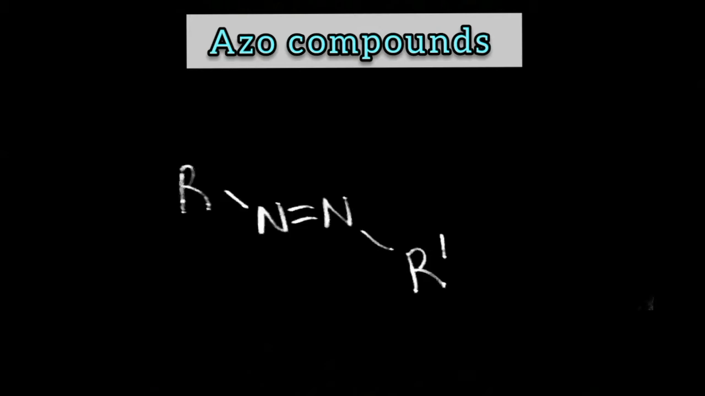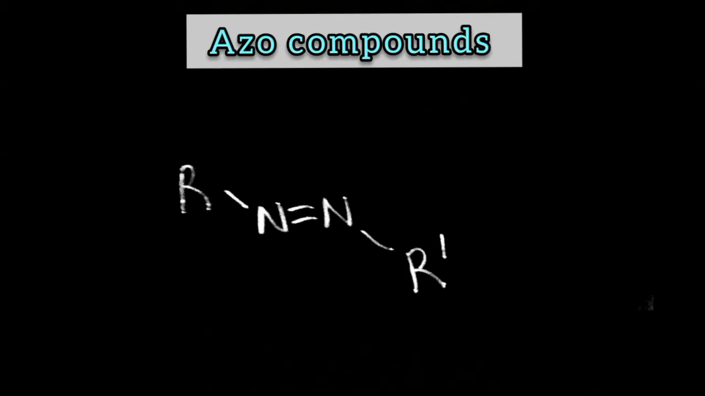Azo compounds have a general formula of two nitrogens that are double bonded to each other, and each of those nitrogens is bonded to an R group. The R group can either be aryl or alkyl. Aryl meaning aromatic and alkyl meaning it's not aromatic.